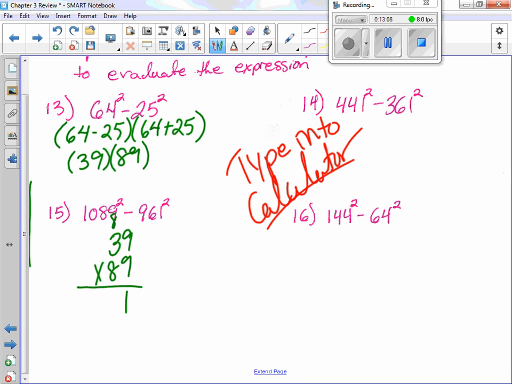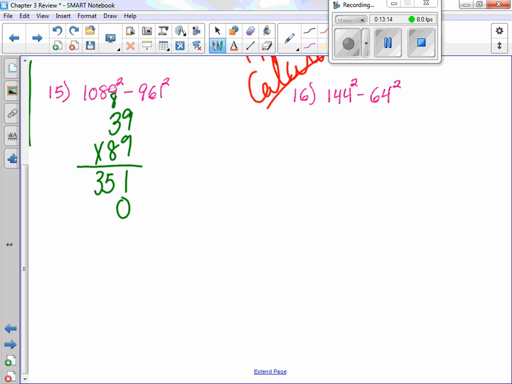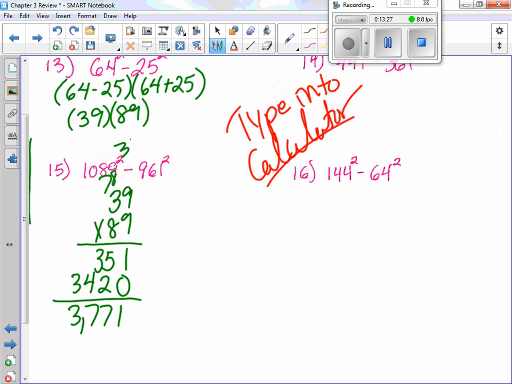9 times 9 is 81. 9 times 3 is 27. 35, 0. 8 times 9 is 72. 8 times 3 is 24. 34, 1, 7. So we should get 771, I think, for the first one.